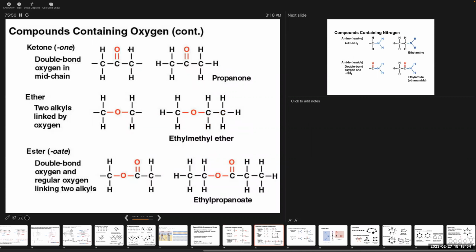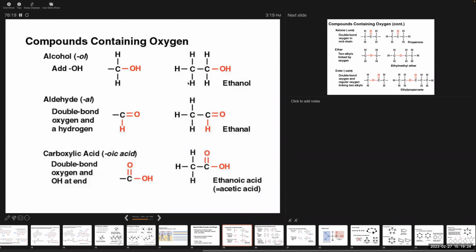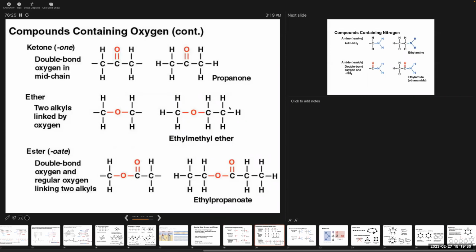A ketone is similar to an aldehyde in that we're adding a double bonded oxygen. But in the case of an aldehyde, you add the double bonded oxygen to the carbon at the end of the chain. In the case of a ketone, you add that double bonded oxygen somewhere in the middle of the chain. And it may be surprising, but that does influence the chemistry pretty significantly. There's a big difference in chemistry between an aldehyde with the oxygen at the end, and a ketone with the oxygen in the middle.